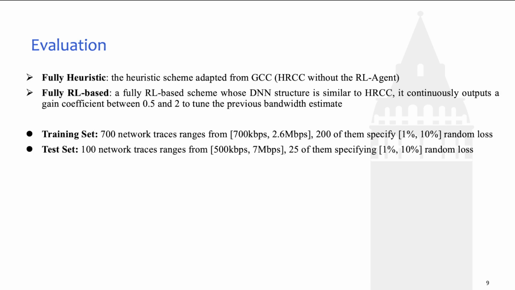Now I'm going to give the simulation test results. To show the performance of HRCC, we train a pure RL-based bandwidth estimator with a structure similar to the RL agent of HRCC. We remove the state information given by the heuristic scheme from the state input. It outputs a gain coefficient between 0.5 and 2 to tune the previous bandwidth estimate.